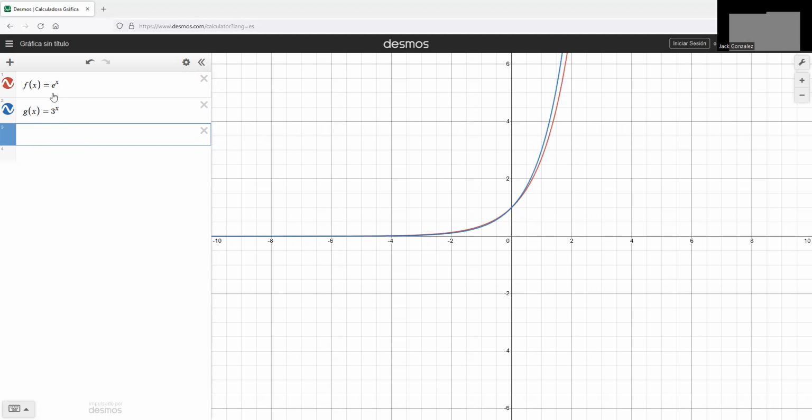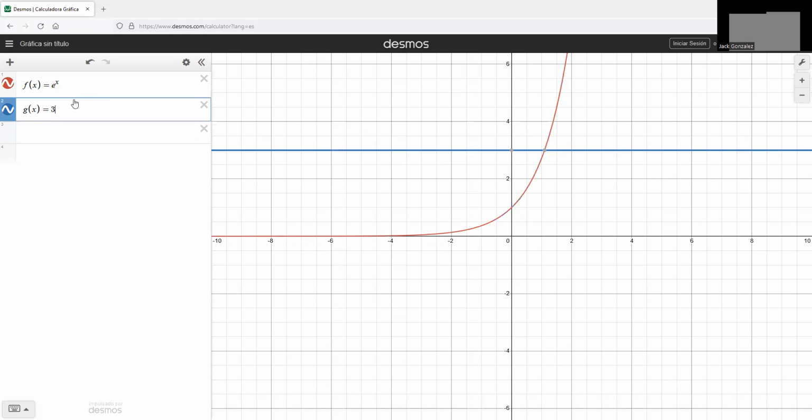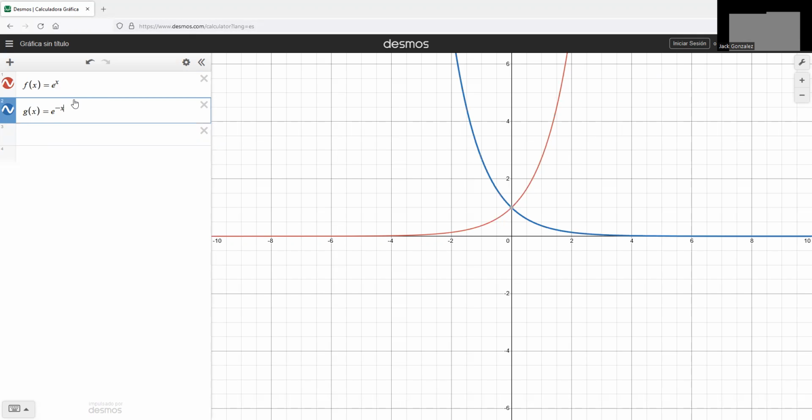but we're not going to be talking about modeling, as fun as that would be. The only thing I want you to know is what it looks like. And do you remember about reflections? If I put a negative, it's going to reflect over the y.